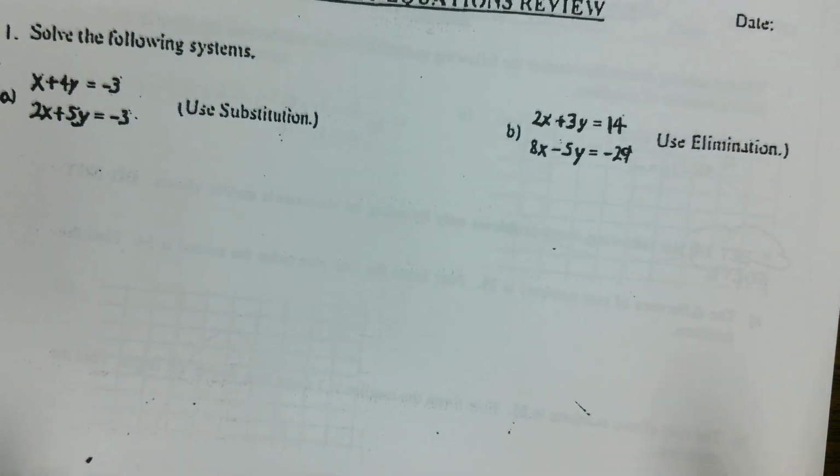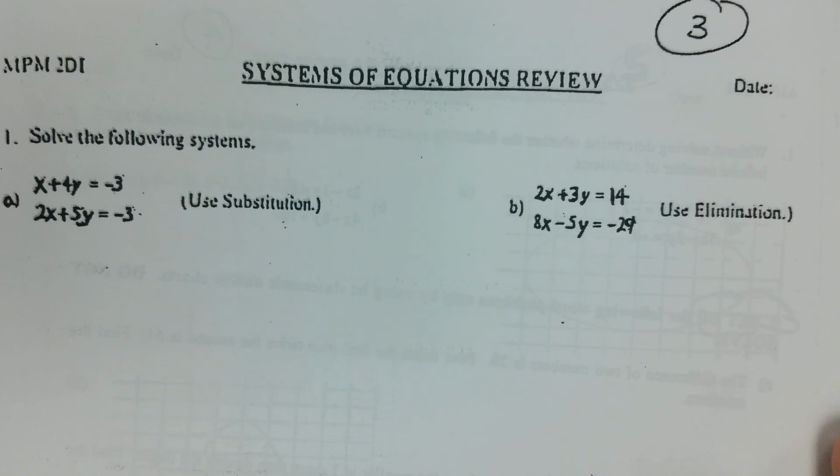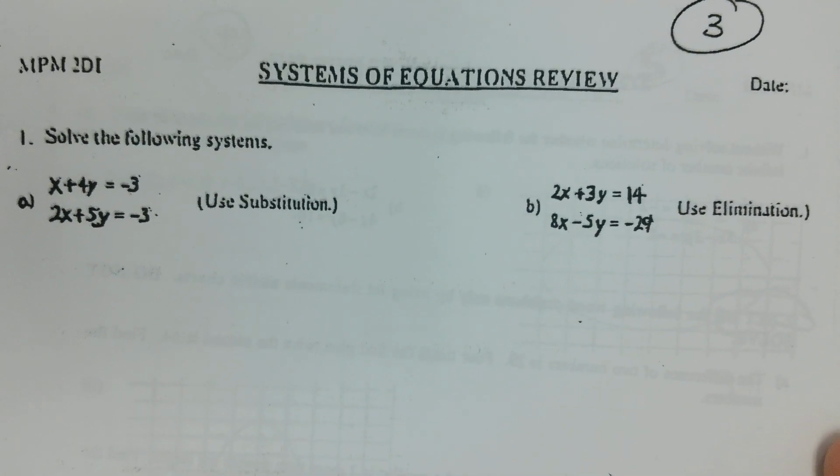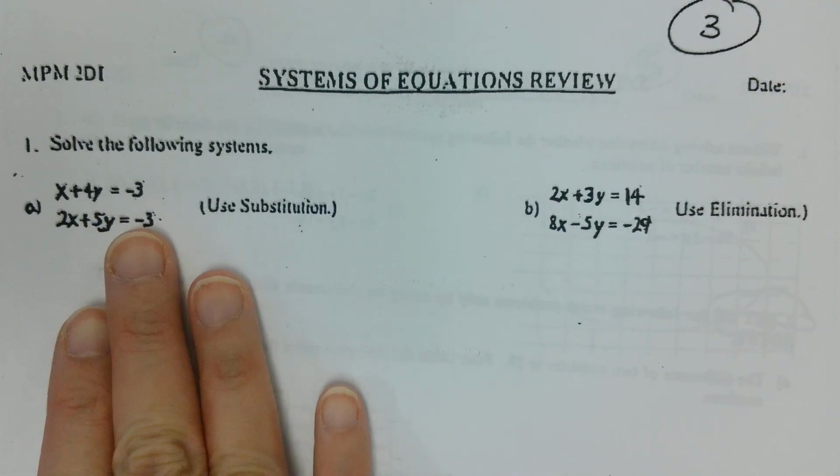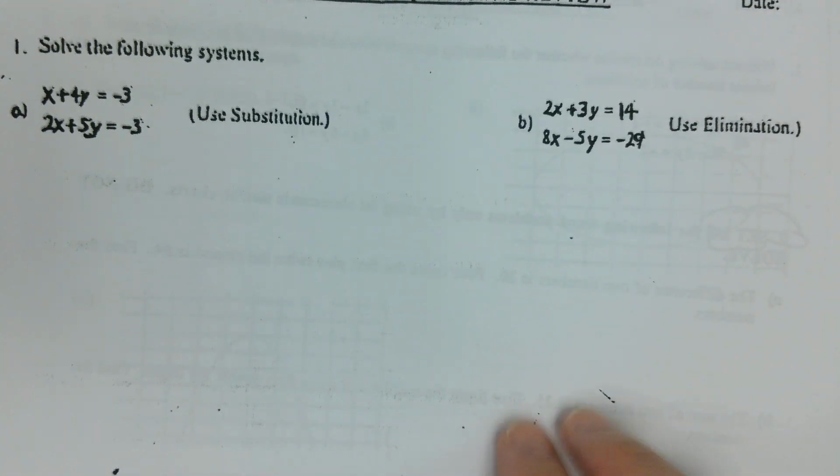Okay, so that was all the factoring and expanding. That was chapter 4 of the textbook in our units. This one is chapter 1, systems of equations. Solve this by substitution. Solve this by elimination.